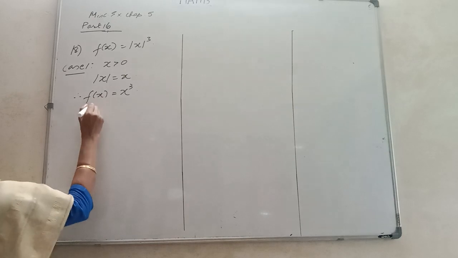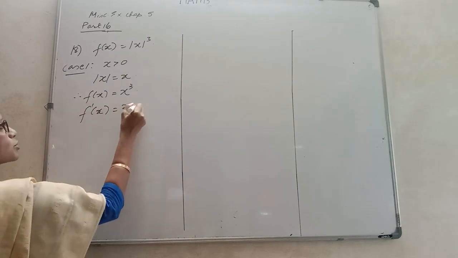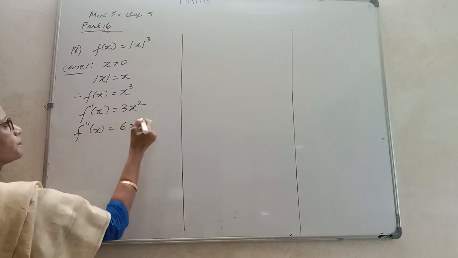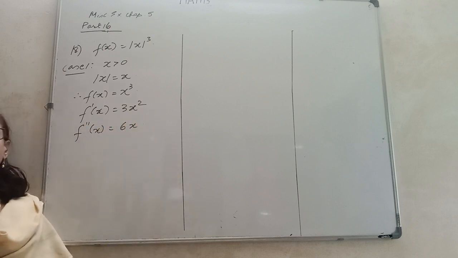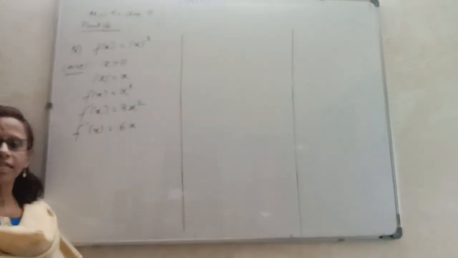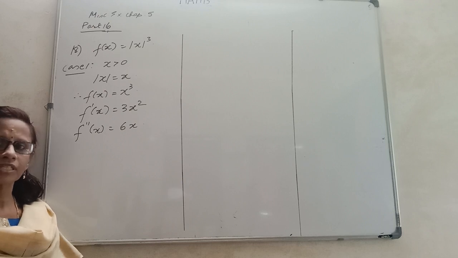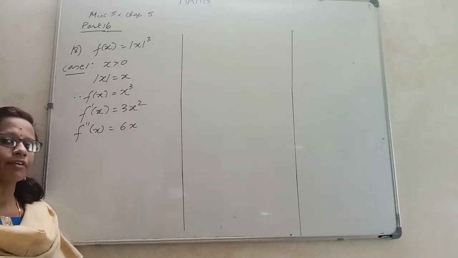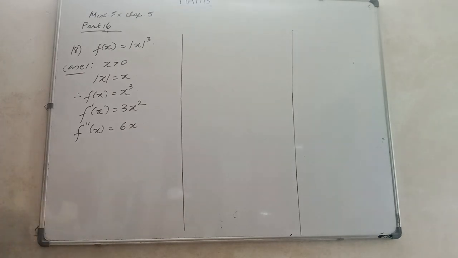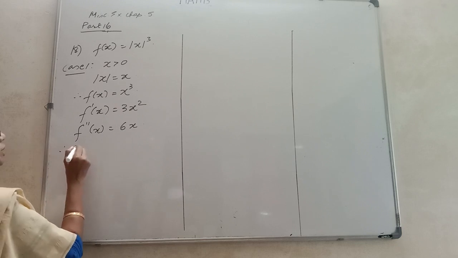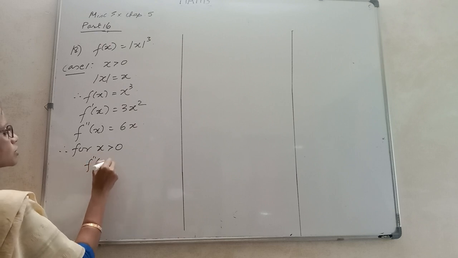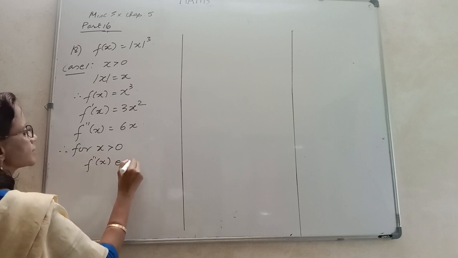The first derivative over here is 3x squared, since the derivative of x raised to n is n x raised to n minus 1. So also the second derivative is 6x. X squared, the derivative is 2x, so 3 twos are 6, 6x. So that's it. The second derivative exists for all real values of x, because x is real, so automatically the second derivative 6x also exists. Therefore, you can conclude that for x greater than 0, f double dash x, the second derivative, exists.